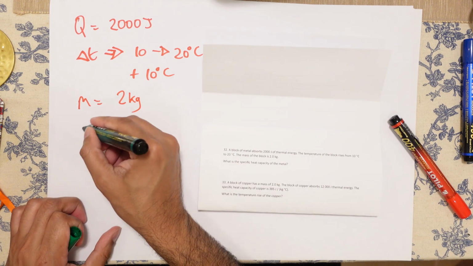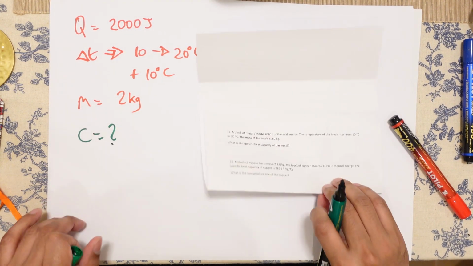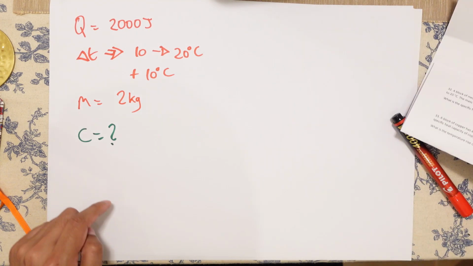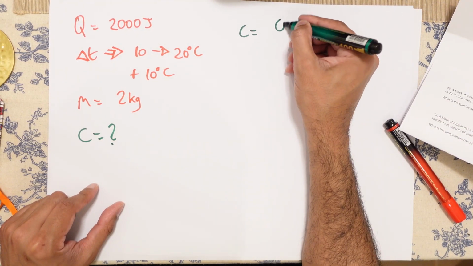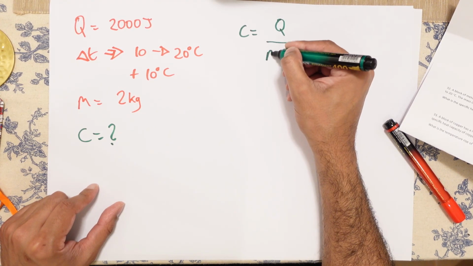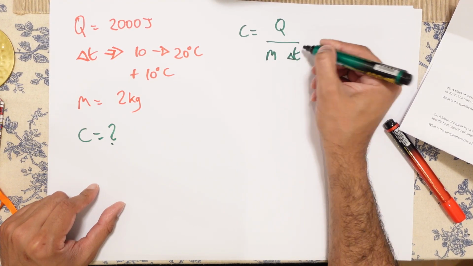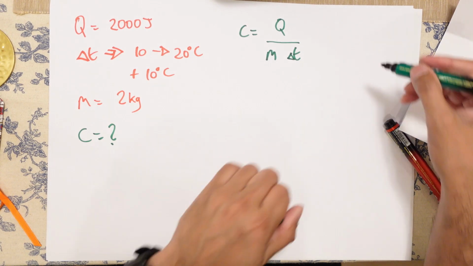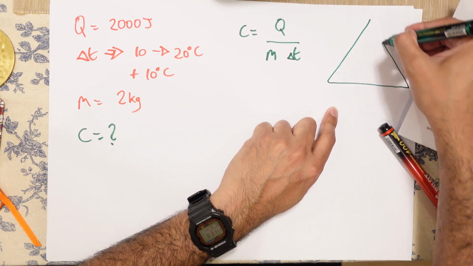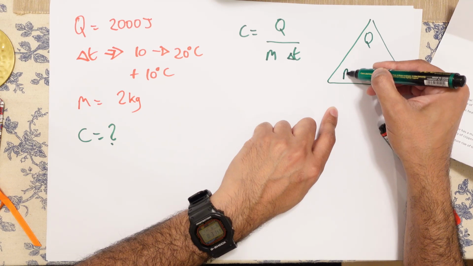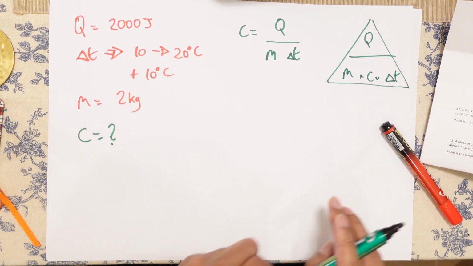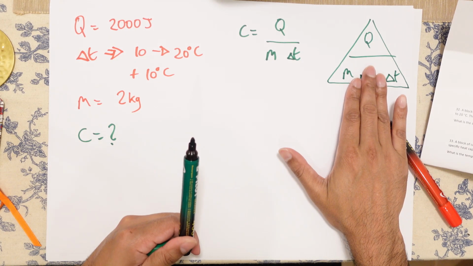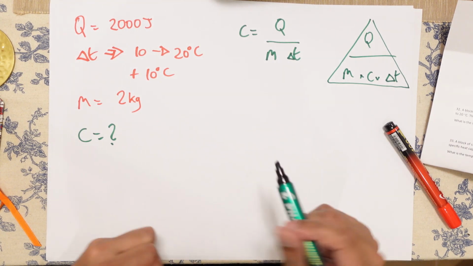So we want to work out what C is, the specific heat capacity. So we do C is equal to Q divided by M delta T. And again, this is from that equation. Let me show you that triangle one where you got Q is MC delta T, like that. So again, you cover up the C and you got M times delta T.